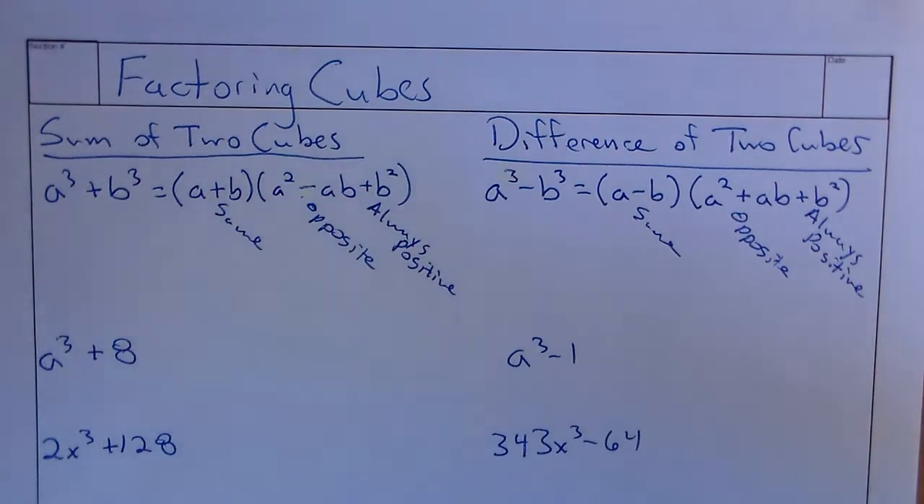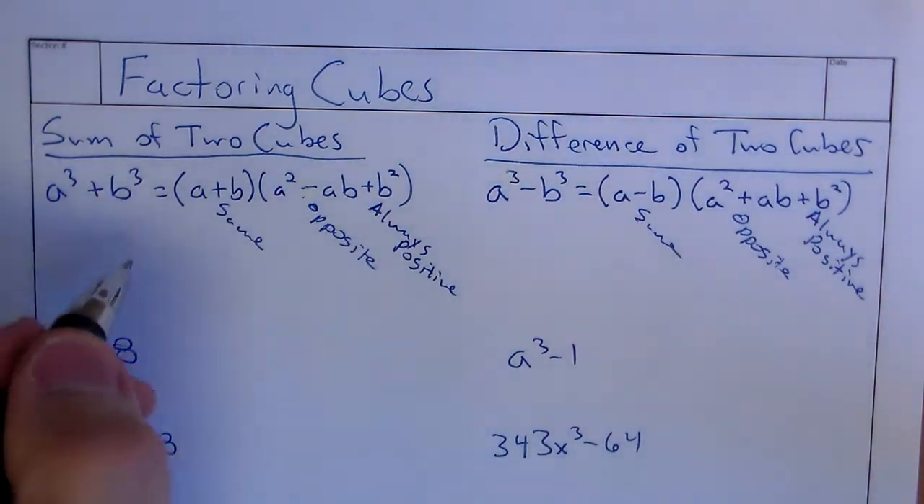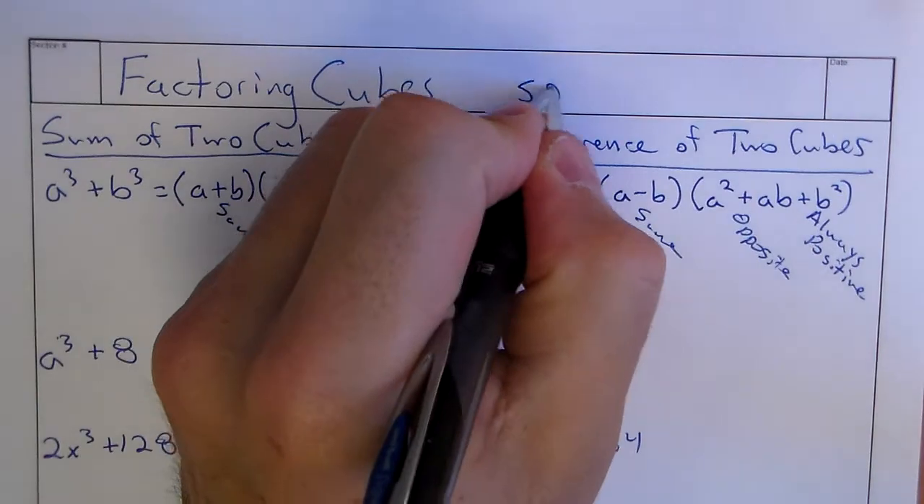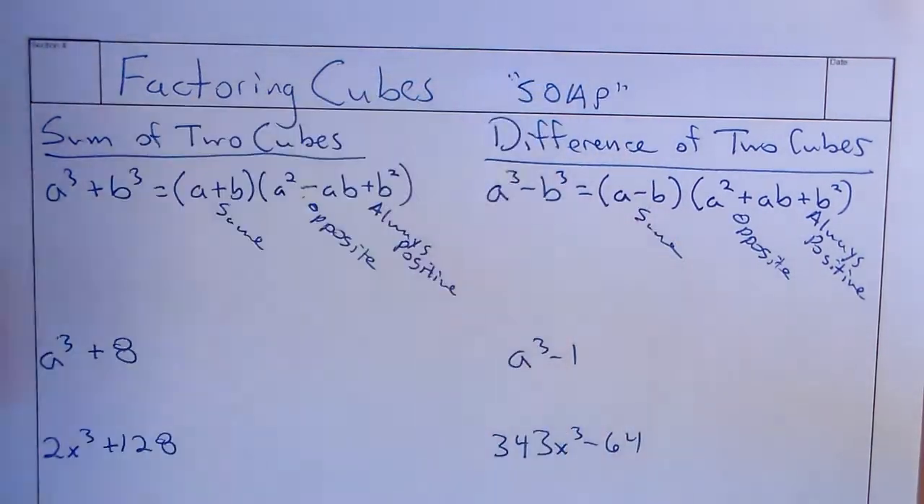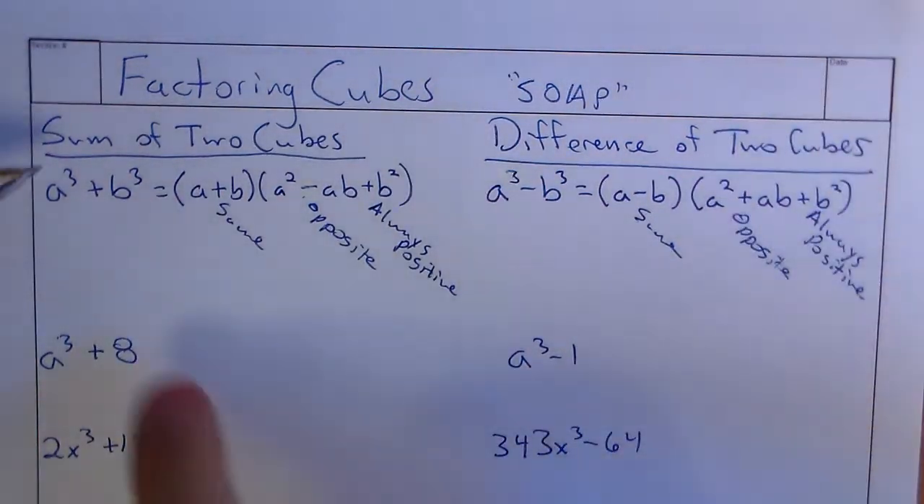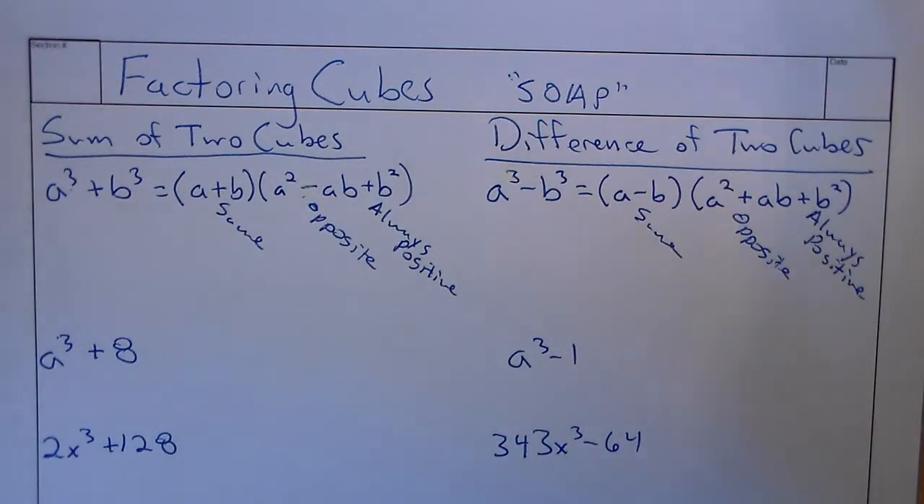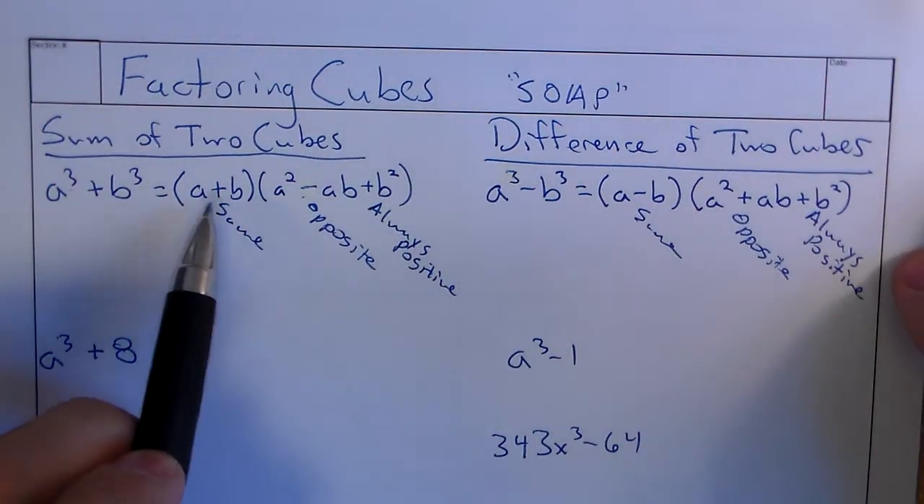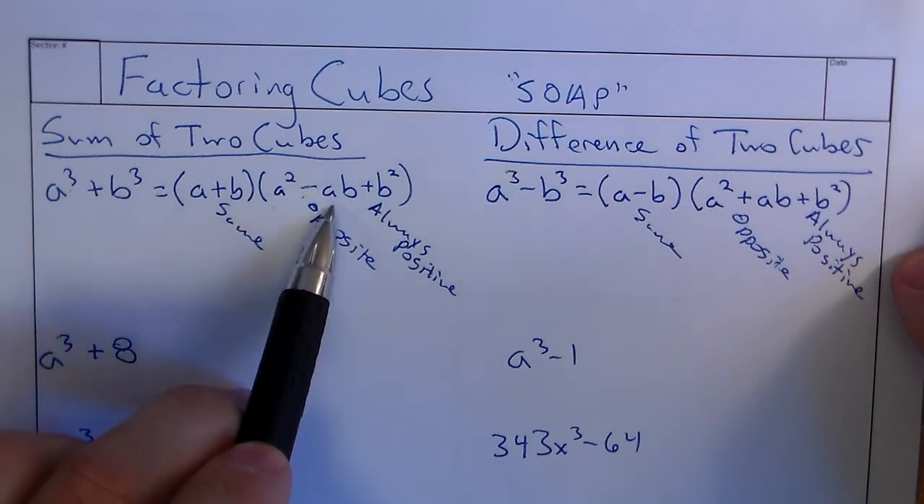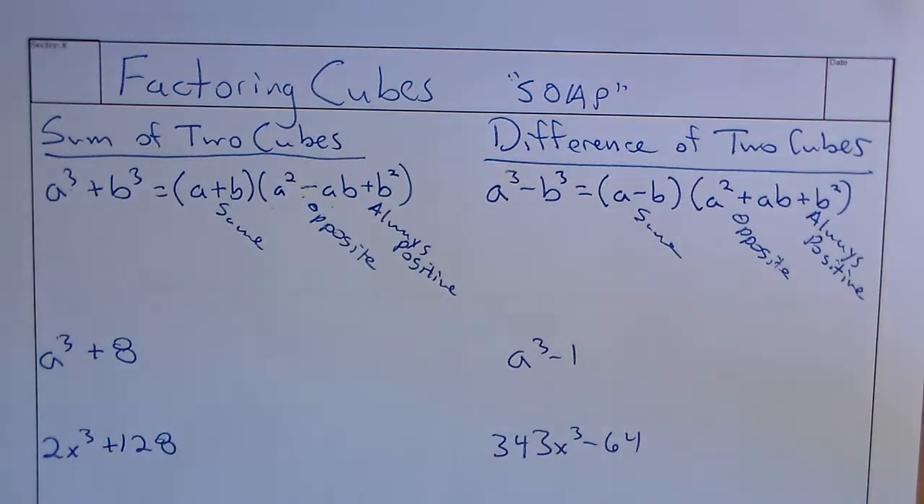So what we start to see from that is same, opposite, always positive. There's an acronym there. We can say SOAP that helps us remember the signs. So depending whether it's positive or negative, it will help us translate it over to the template that we have. So from there, we just need to remember a, b, a squared, ab, b squared.